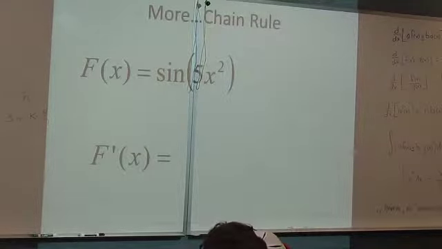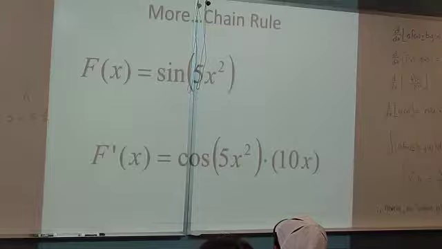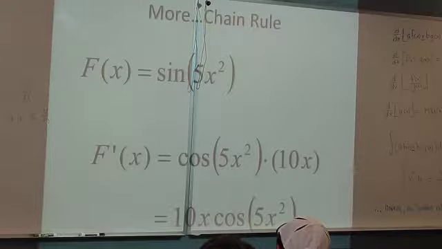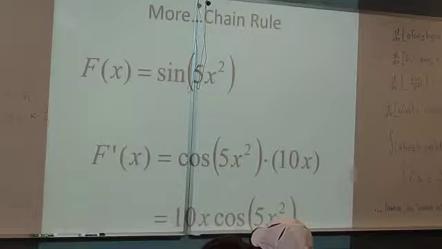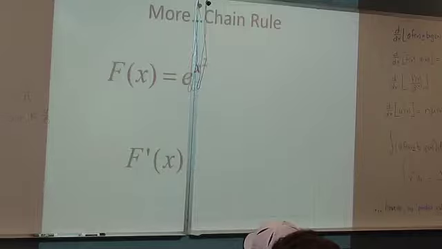Maybe a final exam question. Cosine of y squared times 10x. And then politely we pull the 10 and the x out front. What's the innermost function? I'm kind of stuck on quadratics, yeah, 5x squared. And its derivative is sitting out to the side as a factor.